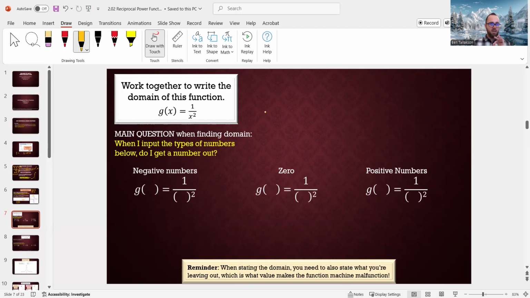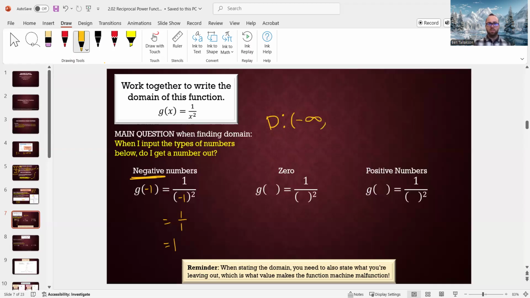Okay, so let me be very clear. If we can put in a negative number and get a number out, that means any negative number works and it's part of our domain. Let's see. -1, let's just say, make things easy on ourselves. That's going to be 1 over, well, -1 times -1, that's positive. So we do get a number out. So that tells us negative numbers are part of our domain. So we can already start to write that over here, because remember, you start with the lowest values, and of course, negative is as low as it gets, right?